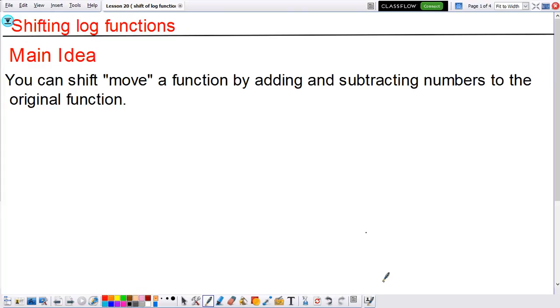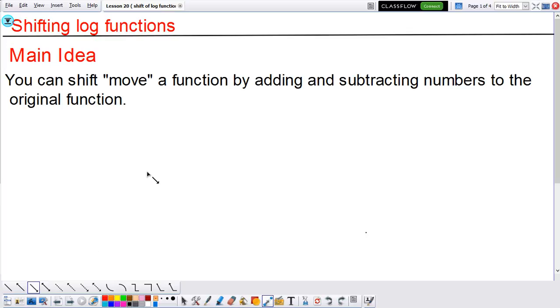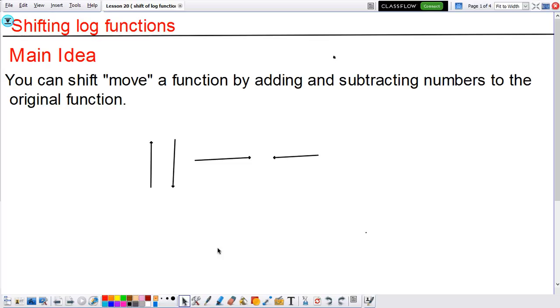Know that there are four types of movement. Either we can move a graph to the upward position, to the downward position, to the right, or to the left. These are the four types of movements that a graph can take. You can move up, down, right, or left, and we will see how we can move a function in those four directions. So that's the main idea for today.